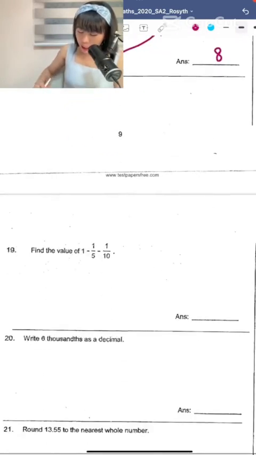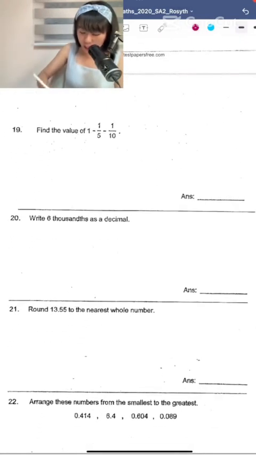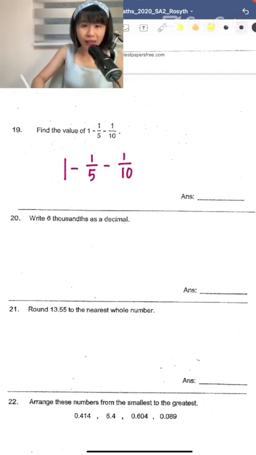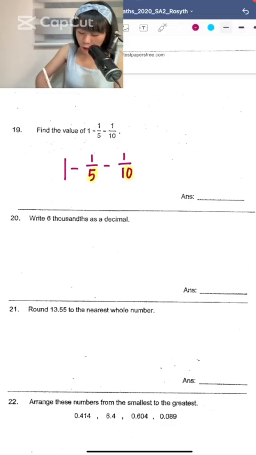Next one, question 19. Find the value of taking 1 whole minus 1/5 minus 1/10. Okay, so now remember for fraction, when you want to minus or plus, you need to make them the same denominator. So to make the same denominator, you should try to change your 5 to 10, because you know that you can actually multiply by 2, top and bottom, you can make it to 10.